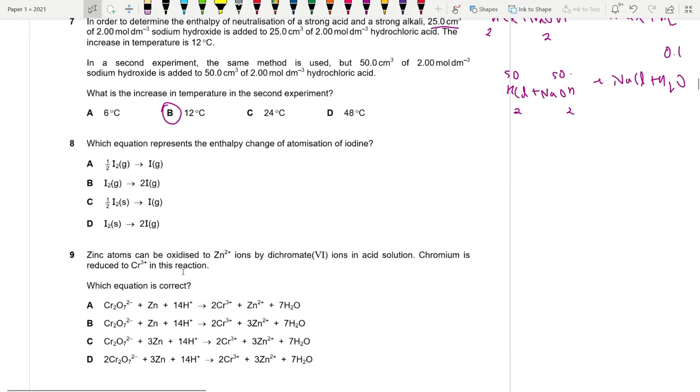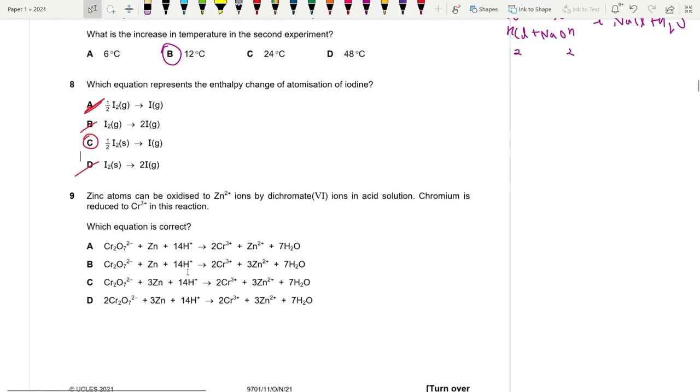Which equation represents the enthalpy change of atomization? Basically, atomization is the enthalpy change when 1 mole of gaseous atoms is produced from its element in its standard state. Iodine exists as a solid, so A is wrong and C is the correct answer.